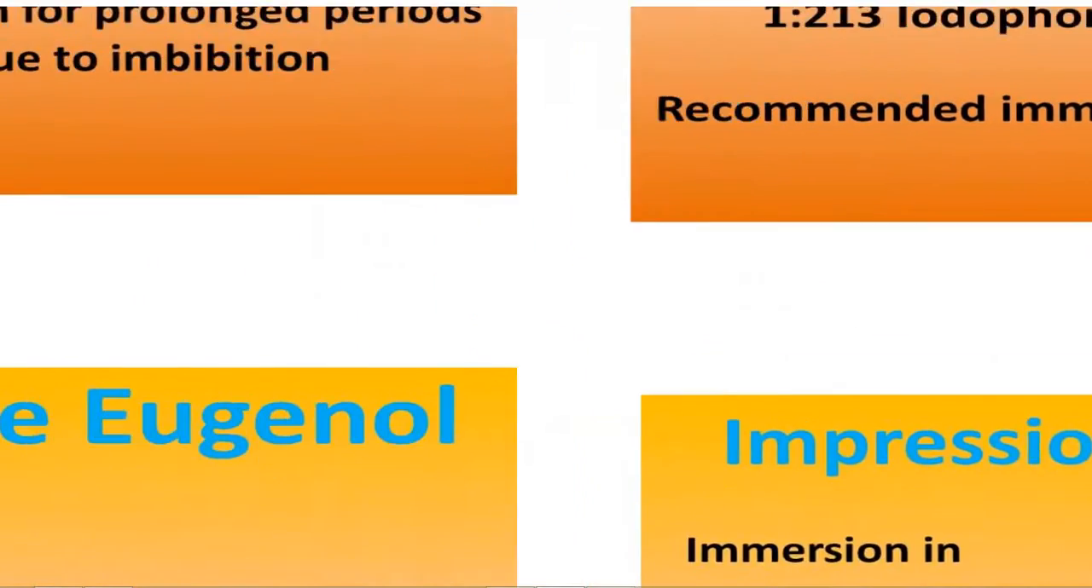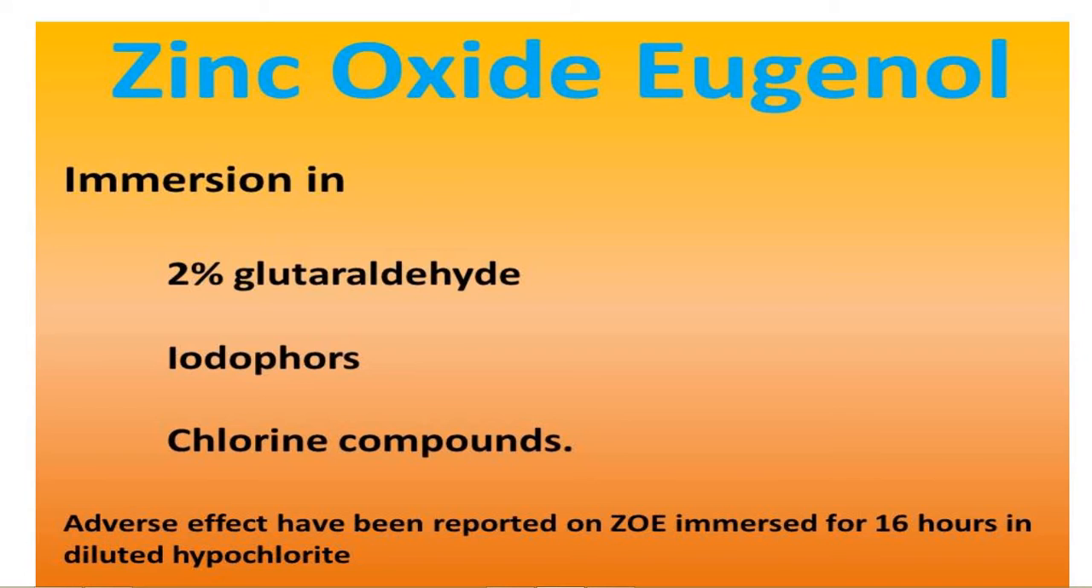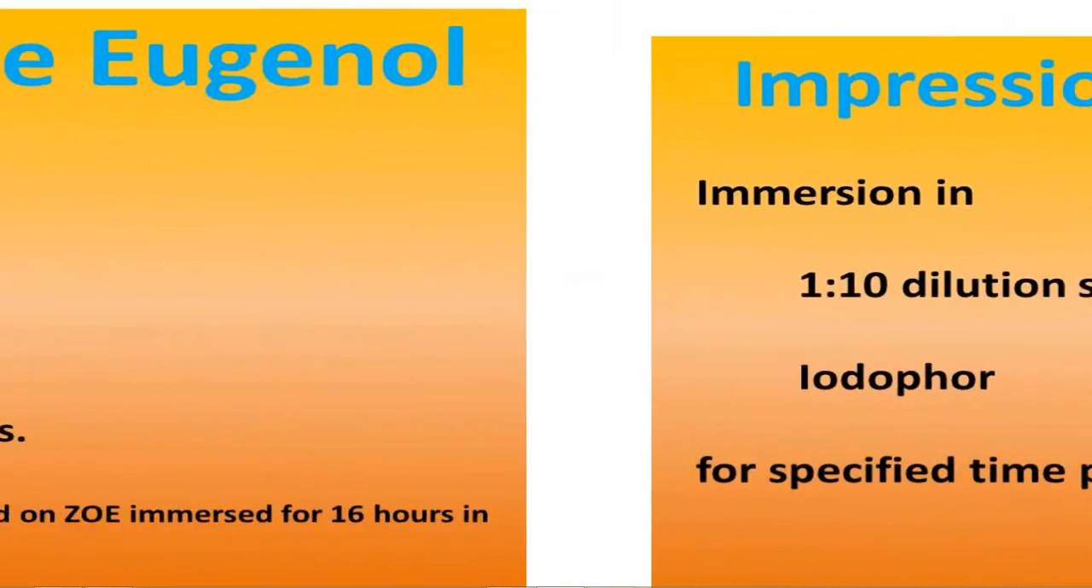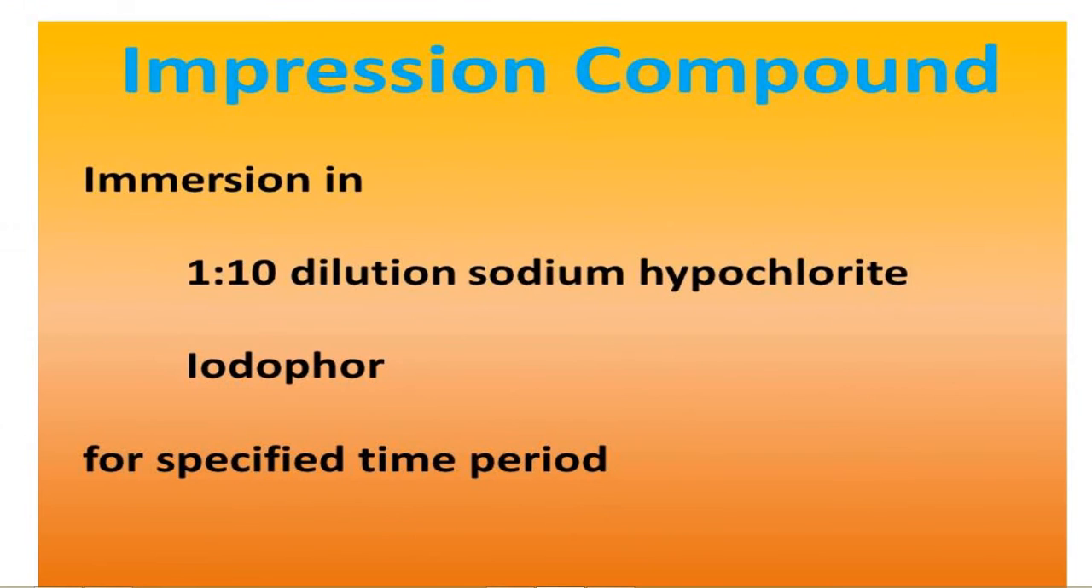Coming on to zinc oxide eugenol impressions. Impression is immersed in 2% glutaraldehyde, iodophors or chlorine compounds. Adverse effects on the zinc oxide eugenol impression have been reported for immersion in hypochlorite for more than 16 hours. Coming on to the impression compound. Impression compound can be immersed in 1:10 dilution of sodium hypochlorite or iodophor for a specific period of time.